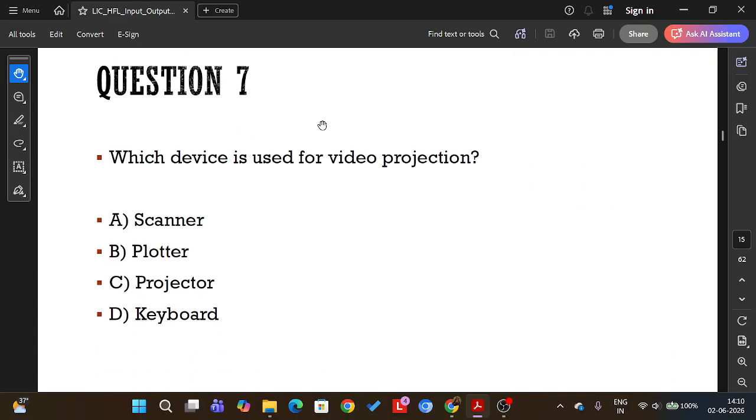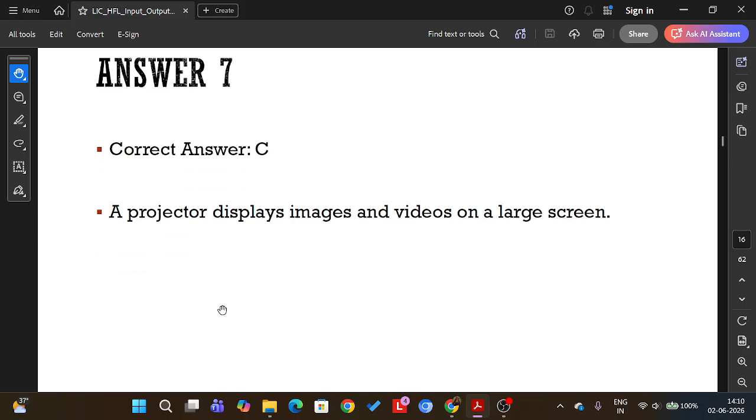We all know that you all have a webcam in your computers. Question 7. Which device is used for video projection? Scanner, plotter, projector, keyboard. For video projection, we use a projector, which displays images and videos on a large screen. You know what a projector is. From there, light is displayed on a white screen and you can see the image in a large format.